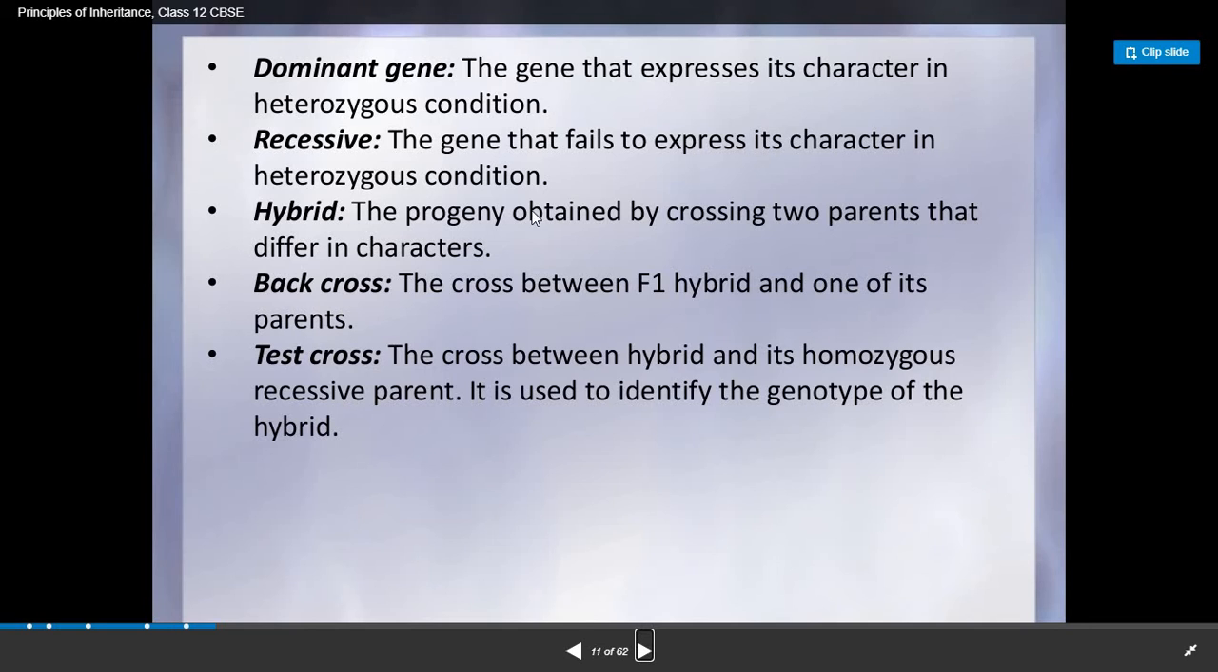Hybrid, the progeny obtained by crossing two parents that differ in characters, is known as the hybrid. Backcross, the cross between the F1 hybrid and one of its parents is known as backcross. Test cross, the cross between a hybrid and its homozygous recessive parent. It is used to identify the genotype of the hybrid. So all these are the terms that are included in chapter number 5.